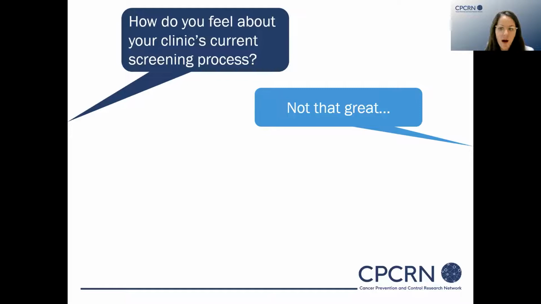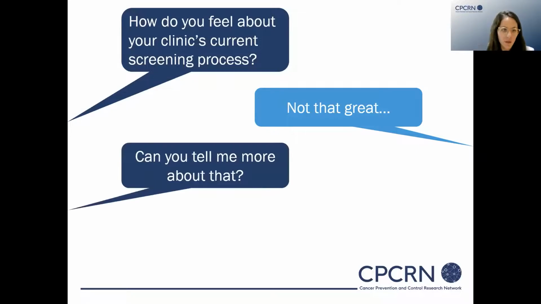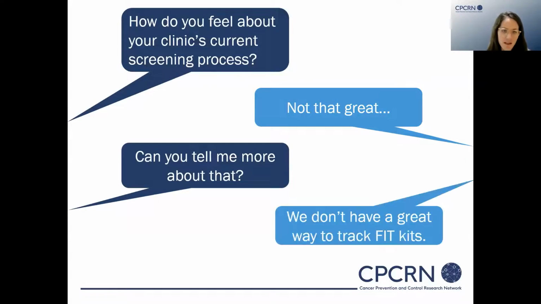Maybe you will just pause and let the silence influence them to add a little more context to what they're talking about. Or you could follow up with another probe and say, can you tell me more about that? And maybe, like this person did in this case, they'll add a little bit more information and say something like, well, we don't have a great way to track FIT kits. So that's just an easy example that shows you how probing can help get someone to tell you a little bit more about something that you're looking into in the interviews.